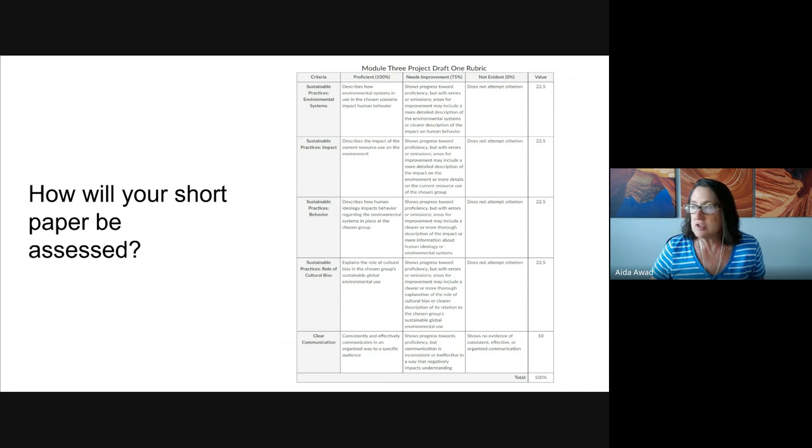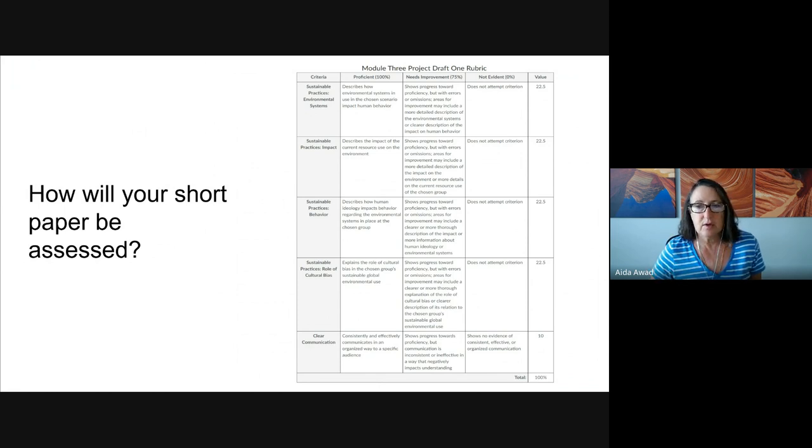The first row here is talking about sustainable practices, talking about environmental systems. Did you provide examples of how ecosystems, cultural systems, and the organizations tie into the scenario you chose in a way that helps the reader understand the environmental system's impact on human behavior? Okay. The second row asks about how the current resource impacts the environment. How did you tie in examples of the impact the resource use has on the environment? So go back and look at the connections you made there.